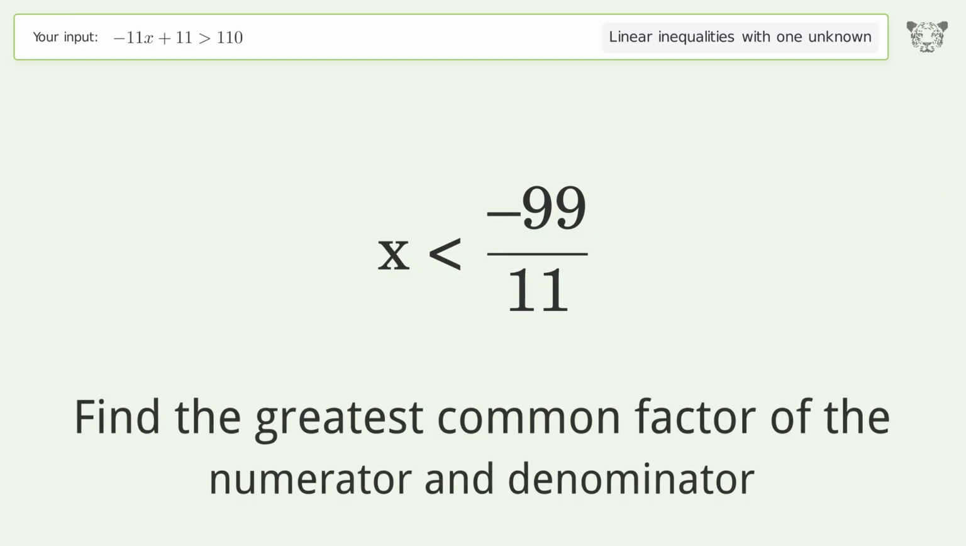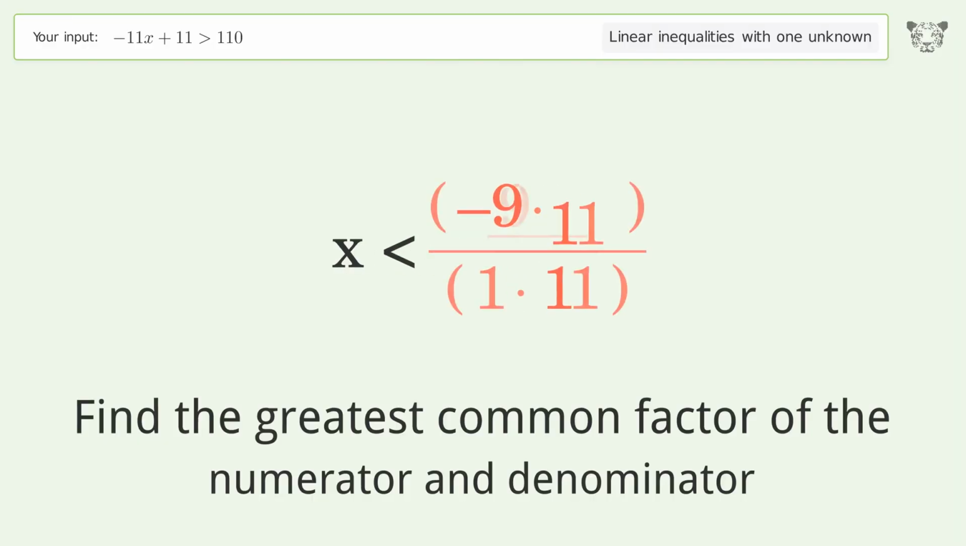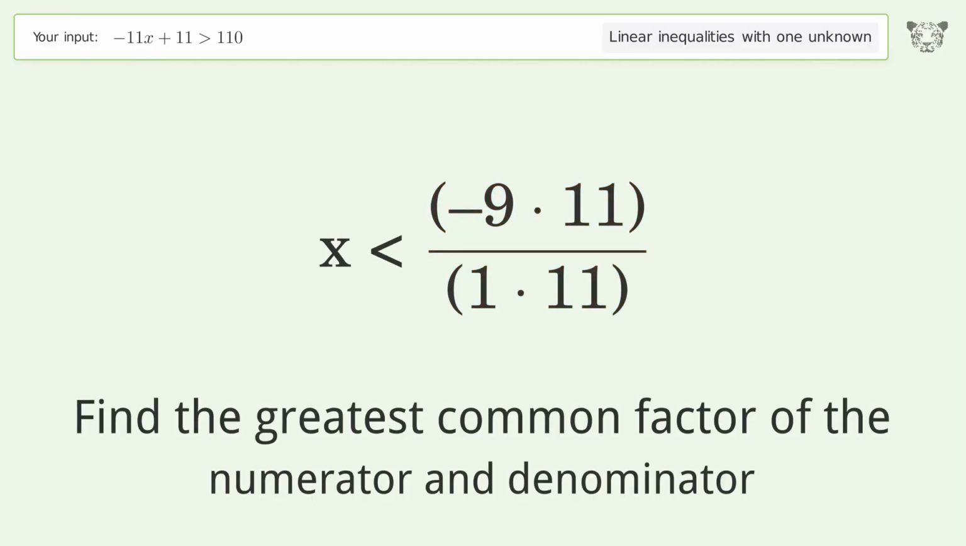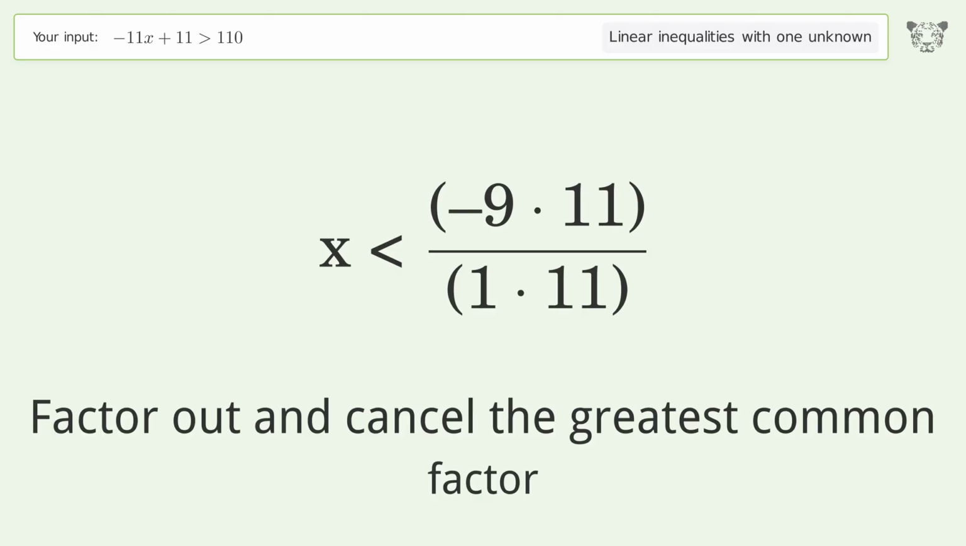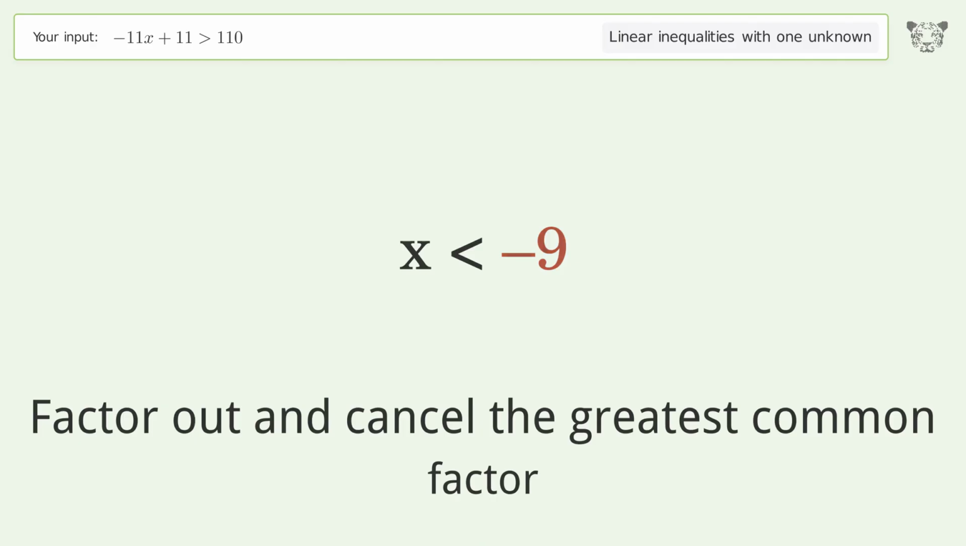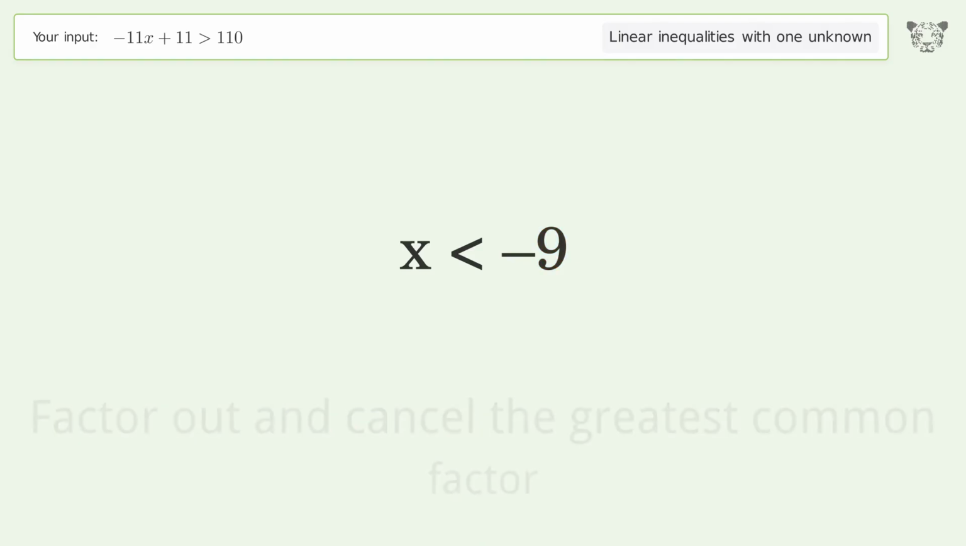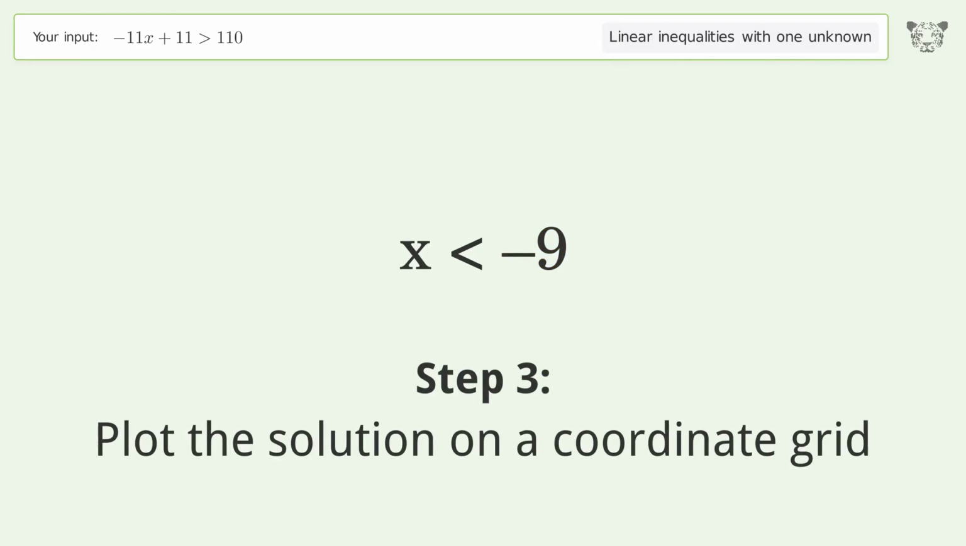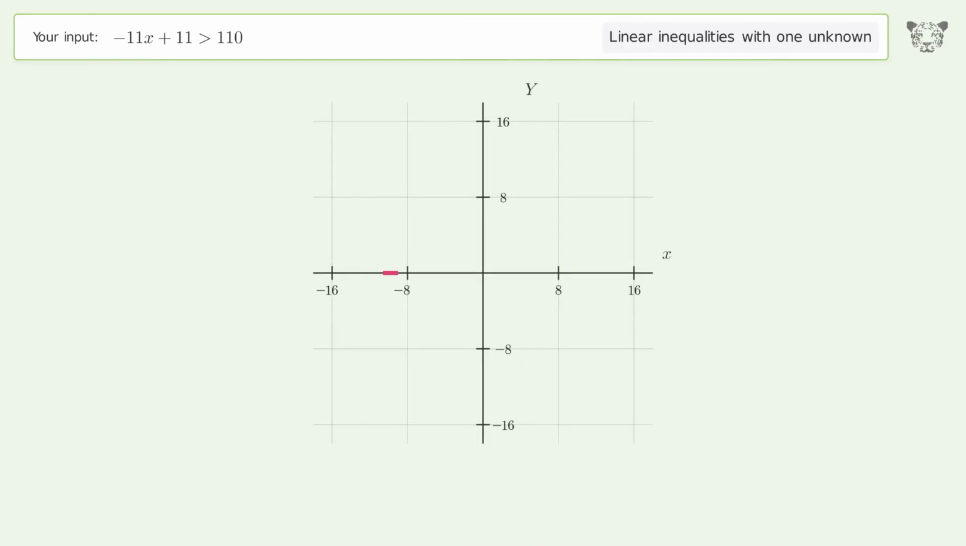Find the greatest common factor of the numerator and denominator. Factor out and cancel the greatest common factor. Plot the solution on a coordinate grid. And so the final result is x smaller than -9.